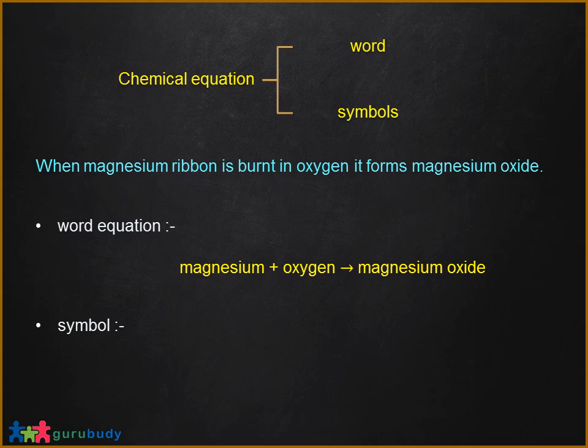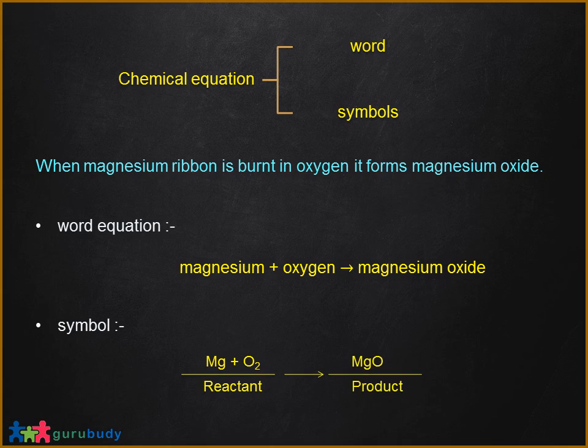Another way, which is the more practiced and easier way, and is more concise, is using symbols. Basically, you represent magnesium by its atomic symbol, oxygen by the oxygen molecule, and magnesium oxide by its formula. That would be a symbol equation of the chemical reaction. So there are two ways to represent a chemical equation: word format, which we looked at, and symbols format, which is the last one on this slide.